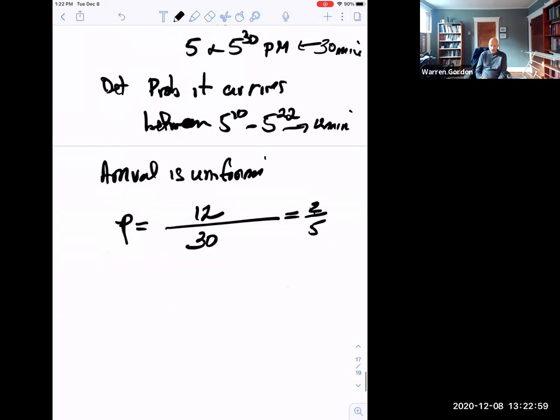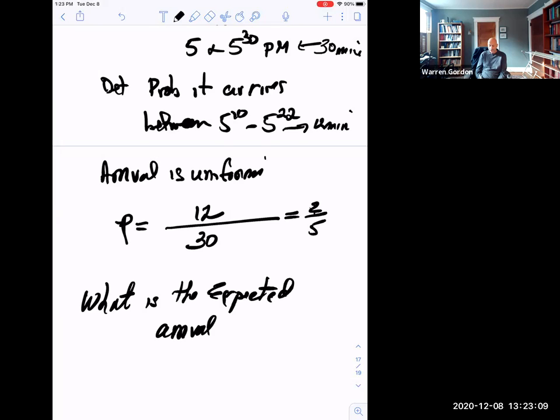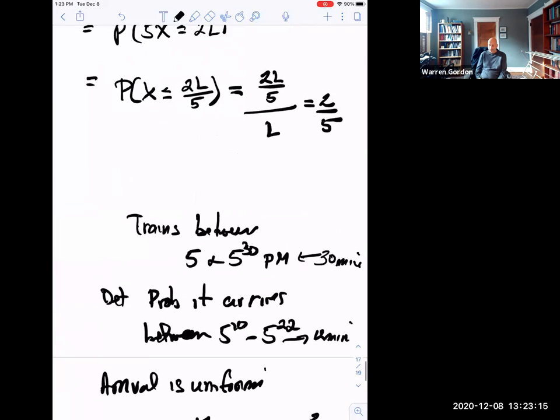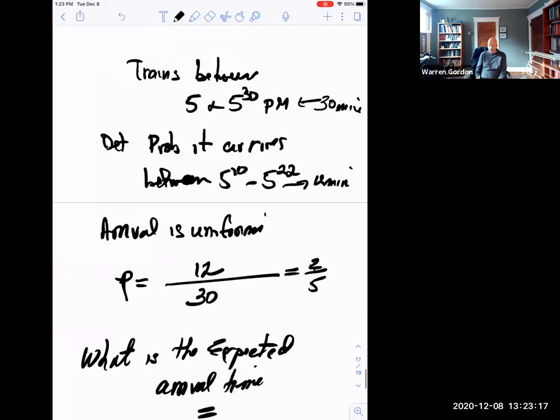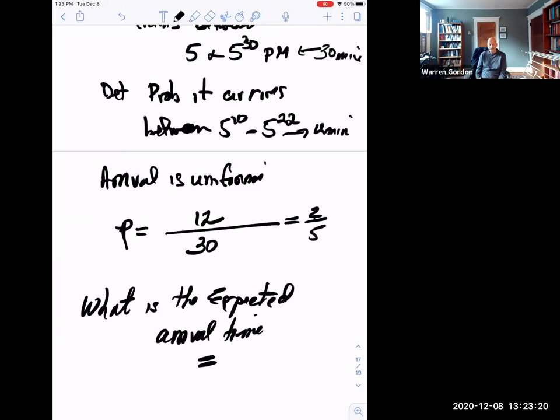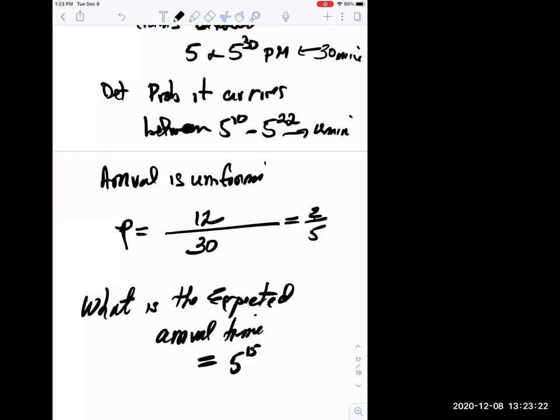If I asked, Hanan, what is the expected arrival time of the train? Since this is uniform, that would just be the midpoint between 5 and 5:30. And what's the midpoint? 5:15 p.m.